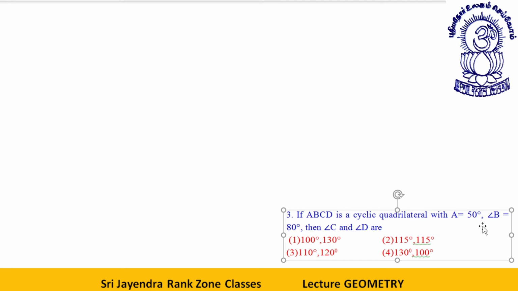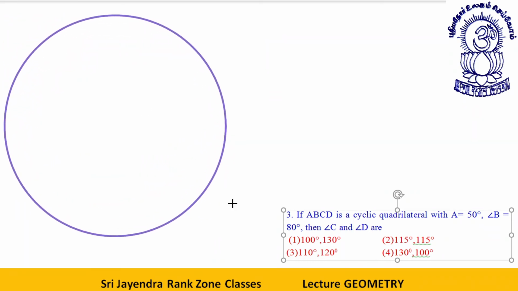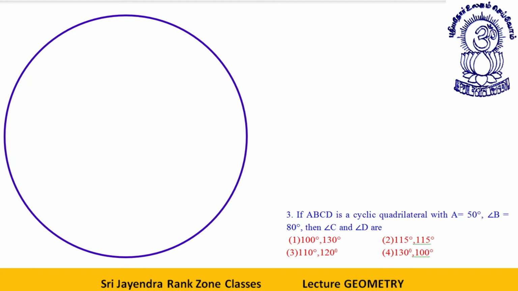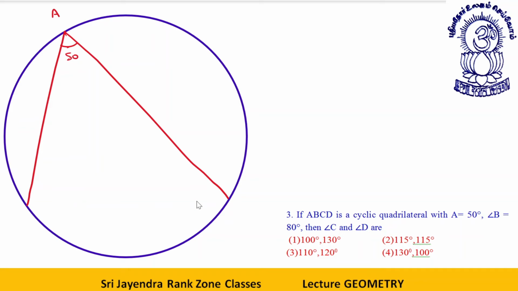ABCD is a cyclic quadrilateral with angle A and B given. Angle C and D you have to determine. I hope it appears this is an easy one. See, you are given a cyclic quadrilateral with angle A 50 degrees. Suppose this is A. Let me be a bit realistic. This is 50 degrees. This angle, angle B, is 80 degrees.